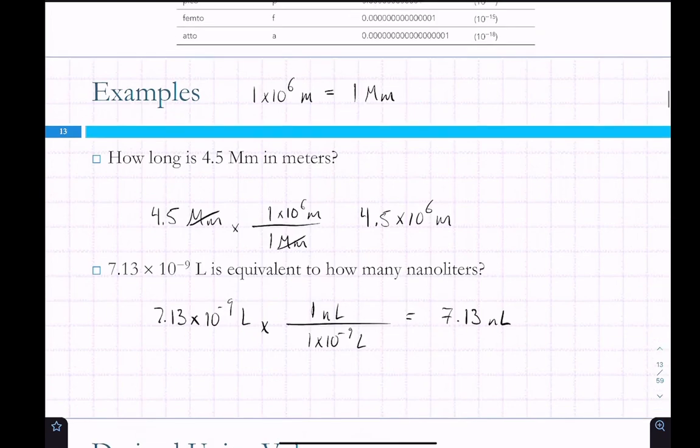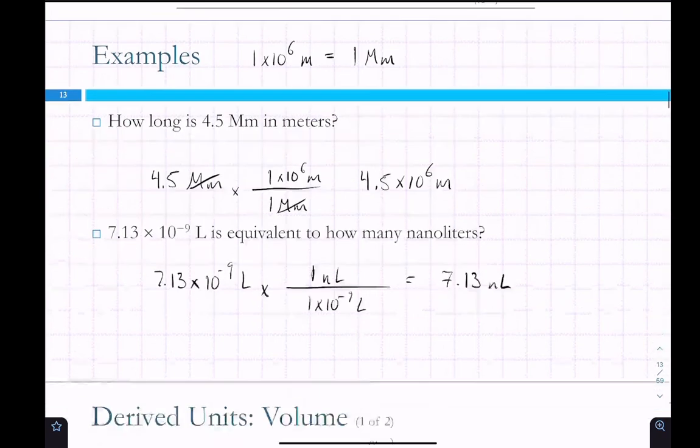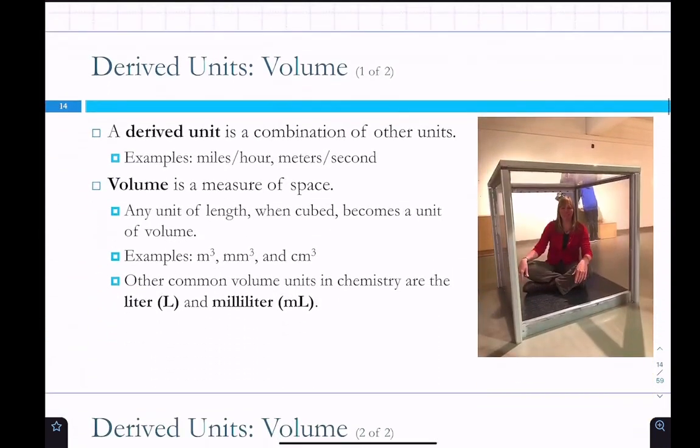Okay, so those are sort of the straight up units. We also have units called derived units. A derived unit is a combination of other units, and so we use them to describe more complicated things.